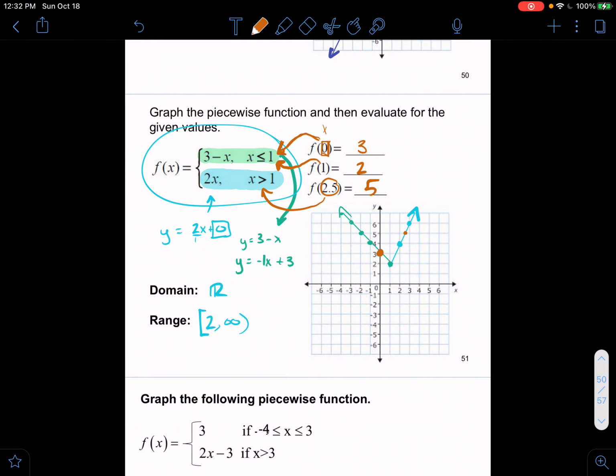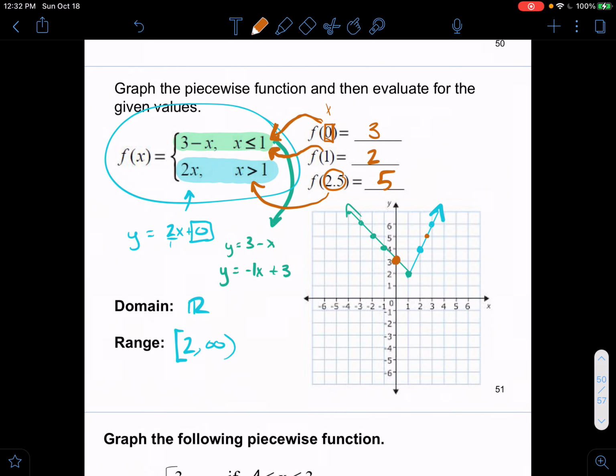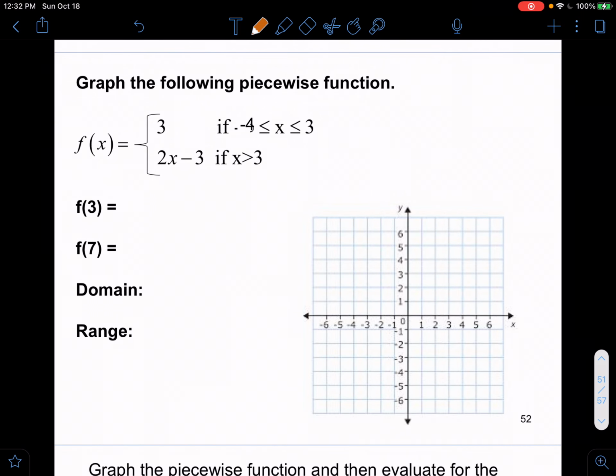So really, that's kind of what's going on with a piecewise function. The graph is half of it. The other half is actually, can you plug in and get the appropriate output values? So looking at another one, again, we have another function named f of x.